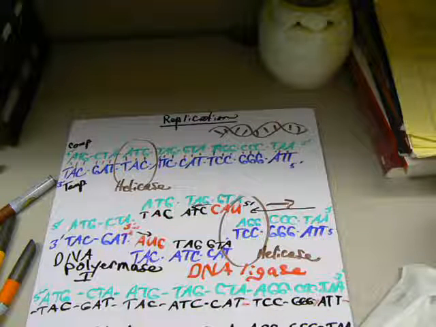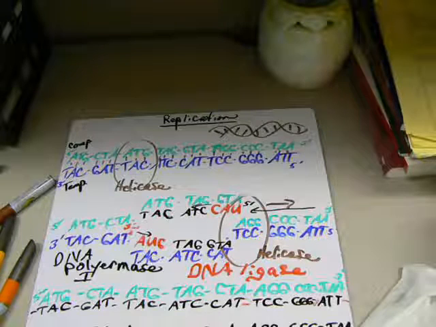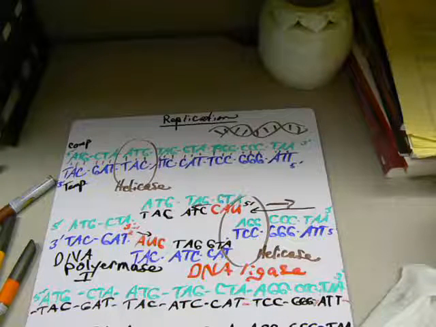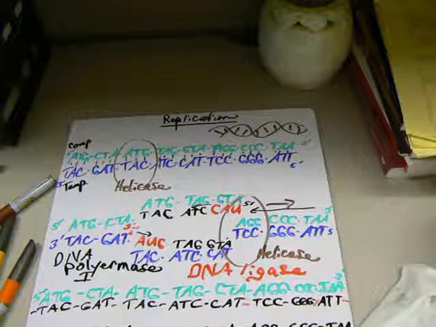So that's DNA replication. So, for extra credit, where in the cell is this happening? In prokaryotes, this takes place in the nucleoid region. That's where all the DNA is.